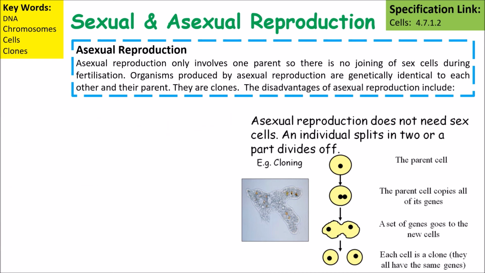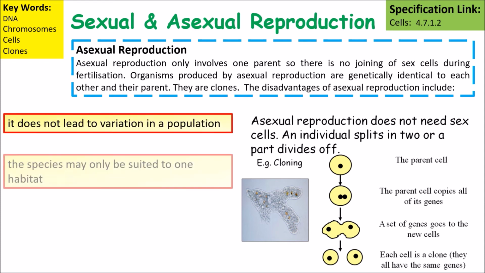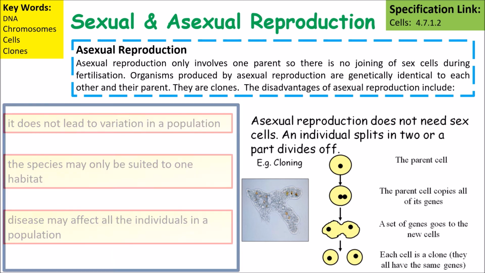The disadvantages of asexual reproduction are that it does not lead to variation in a population, so the species may only be suited to one habitat, and a disease may affect all the individuals within a population.